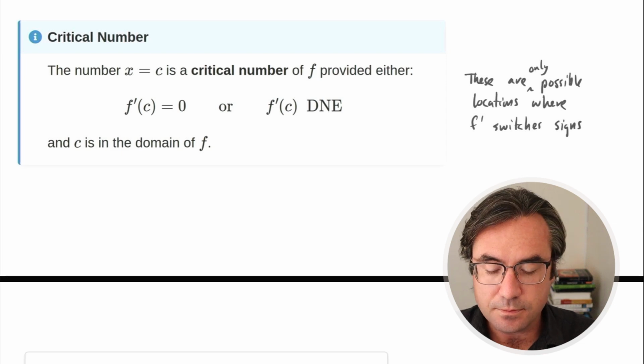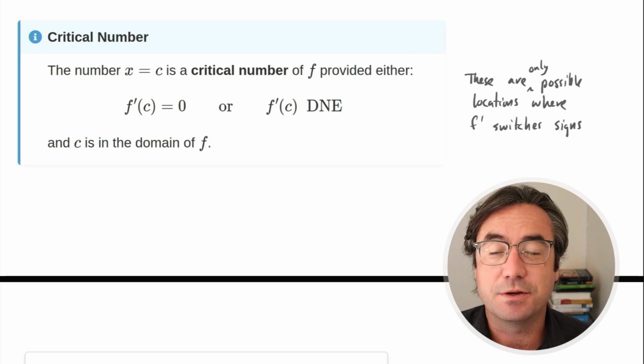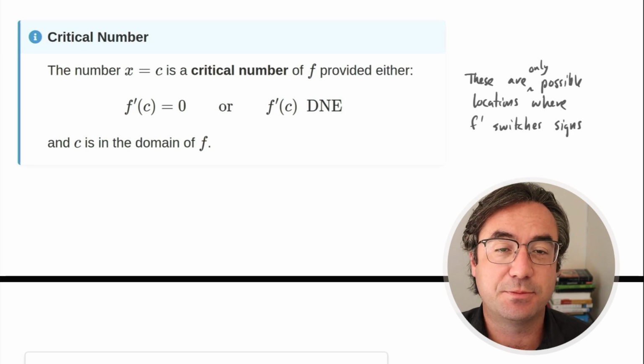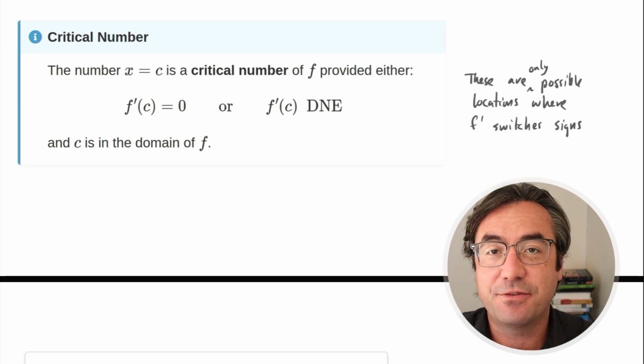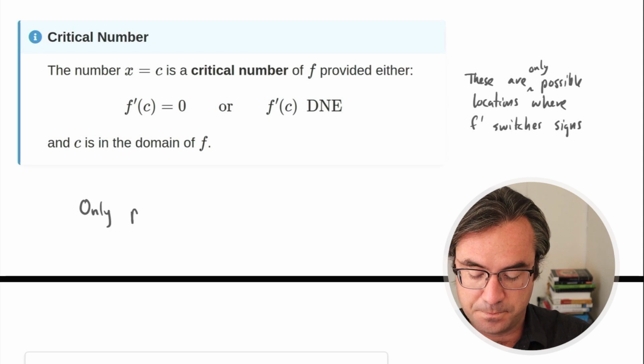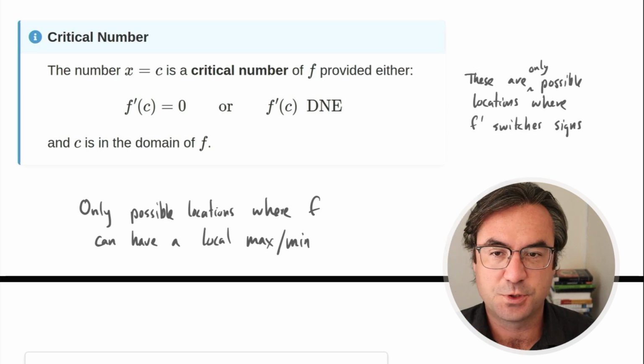And we'll see later on, these critical numbers are kind of important, so that's why we give them the name critical number. These also turn out to be the only possible locations where the original function f has a max or a min. So a lot's going to happen at these places. So we'll see that later on.